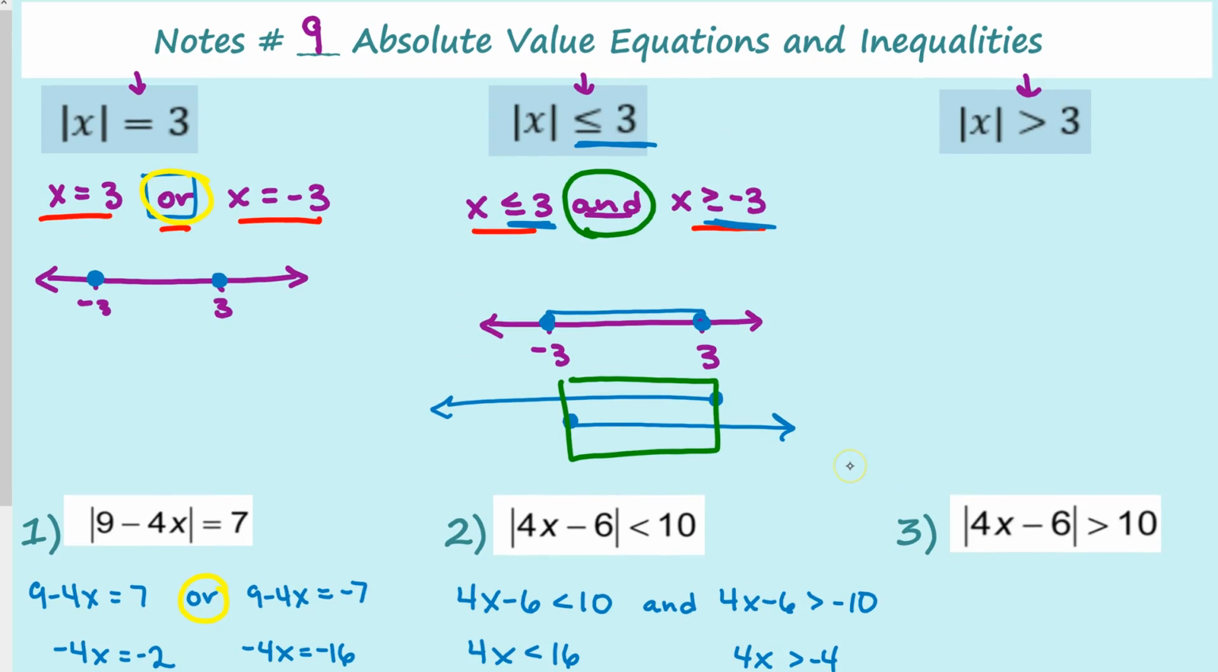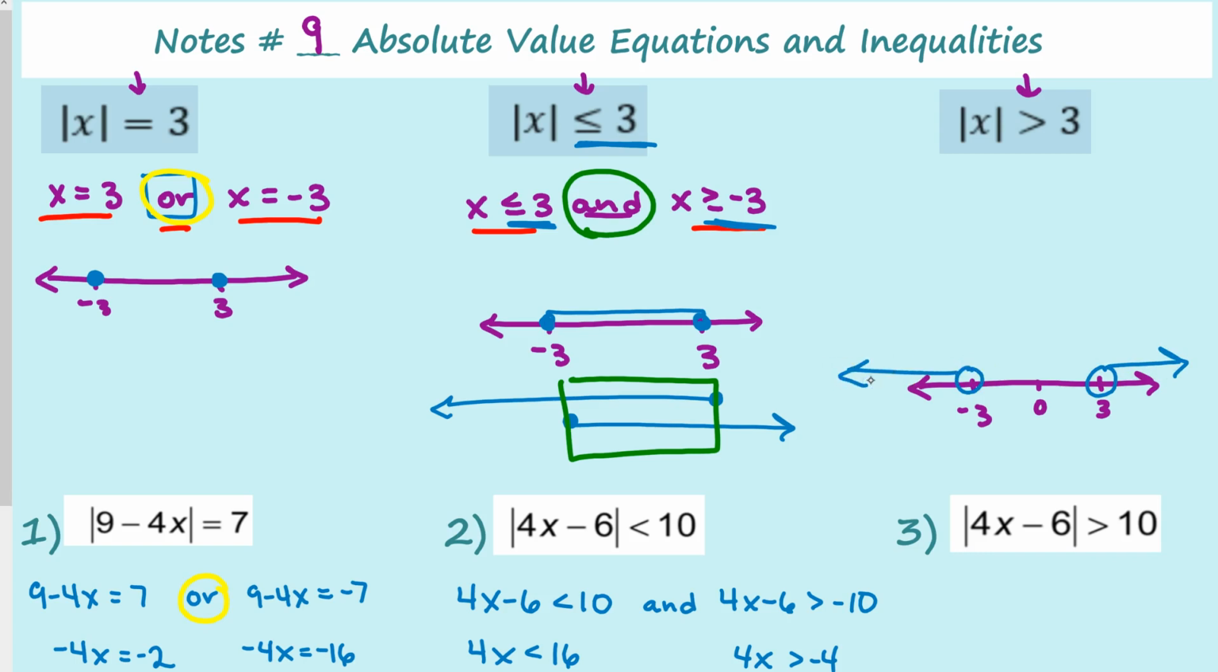If the absolute value of x is greater than 3, what does that look like? Let's picture this on the number line. So the distance from 0 is greater than 3. So here's 0, here's 3, here's negative 3. We're looking for points that are more than 3 units from 0. So that would be all of these points over here to the right of 3 and all these points over here to the left of negative 3.